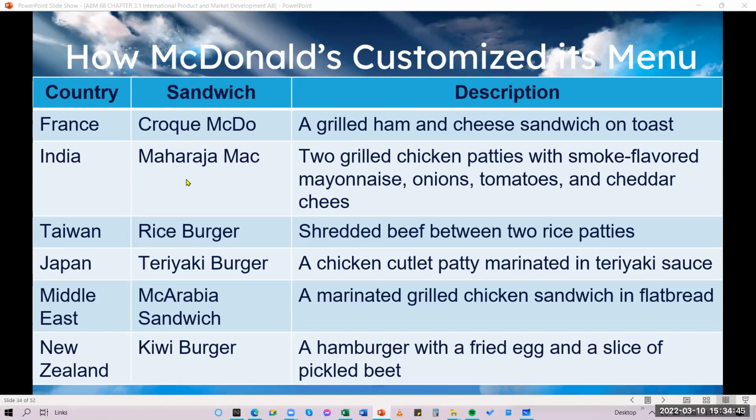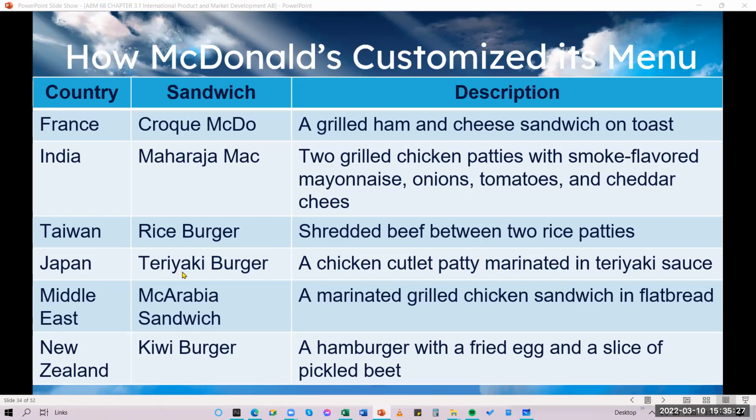In India, the sandwich is called Maharaja Mac: two grilled chicken patties with smoke-flavored mayonnaise, onions, tomatoes, and cheddar cheese. That's what they like to eat there: smoked chicken, mayonnaise, lots of onions because they like to eat spices, tomatoes, and more cheese. In Taiwan, it's called the rice burger: shredded beef between two rice patties. Oh, unique. Taiwan is more on rice. Again, a patty in between two rice patties.